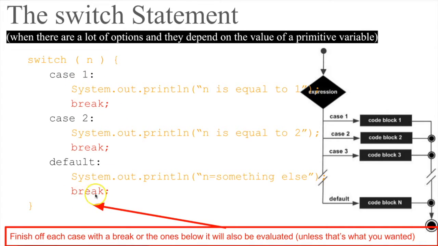Remember, please, to put the break at the end of every line, because if, for example, 2 or 3 of these could be true for your variable, for example, if this case was less than 2, and n was equal to 1, and you didn't put the break here, then it would do the first case, it would print out n is equal to 1, and then it would go on to evaluate the second case, which may be true as well, and it would print out n is equal to 2, which would be wrong.